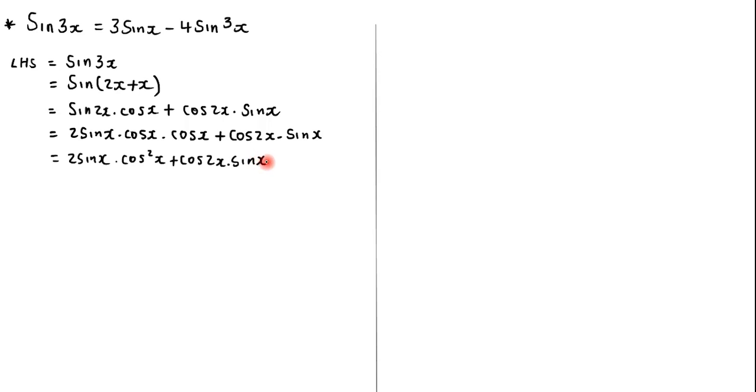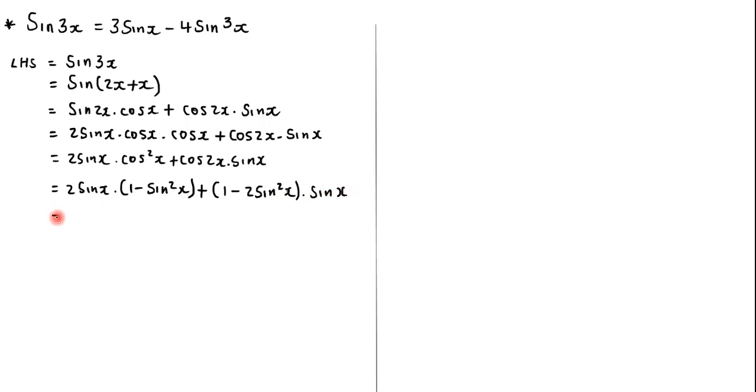All right, so what are we going to do after this? Our final answer here needs to be in terms of sine, which means I'm going to change the cos squared x into 1 minus sine squared x. And what about the cos 2x? Cos 2x is a double angle, so I want to change it into 1 minus 2 sine squared x, and then I want to multiply this with sine x.